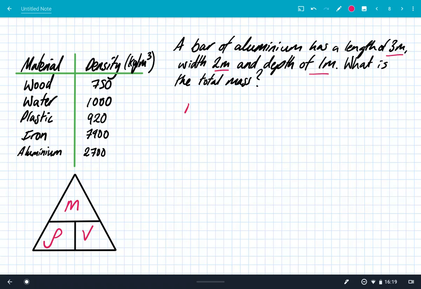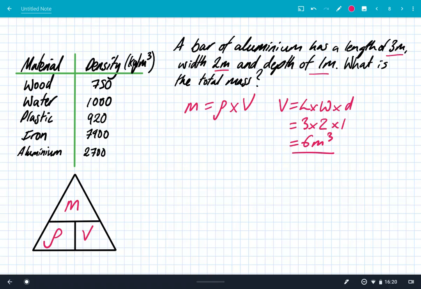So we look at our equation again. Mass is equal to density times volume. We don't have the volume, so let's work it out. Volume of a cuboid is length times width times depth. So we do 3 times 2 times 1, and that gives a total volume of 6 meter cubed. So now we can work out the mass. Mass is the density of aluminium, which is 2,700, multiplied by 6 meter cubed, and that gives a total mass of 16,200 kilograms. It's quite a large mass.